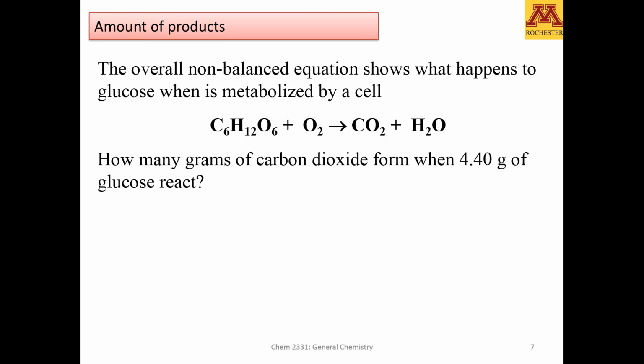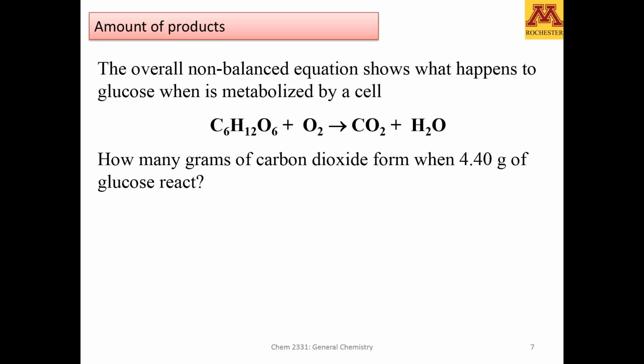Okay, so let's practice a little bit. One of the most important, I'll dare to say the most important reaction in a cell, is the combustion of glucose. All cells use glucose as fuel, as their main source of energy. All right.